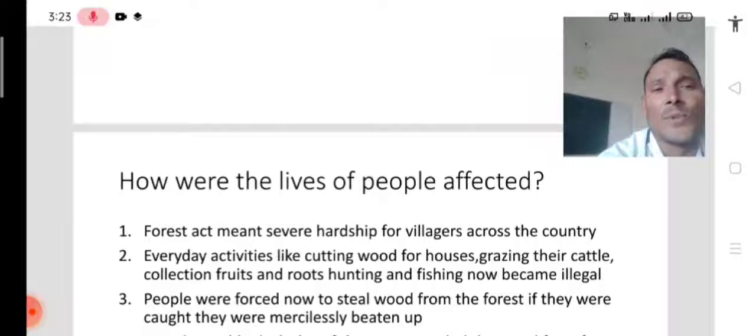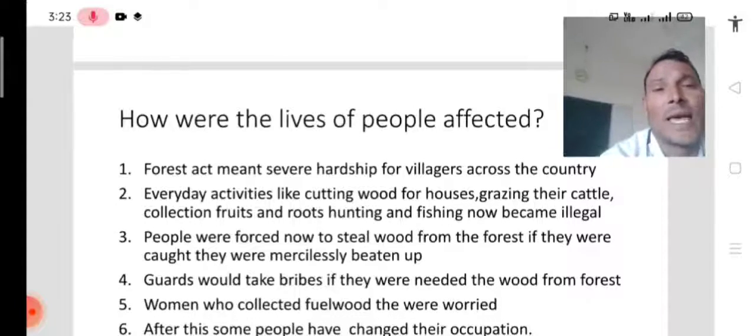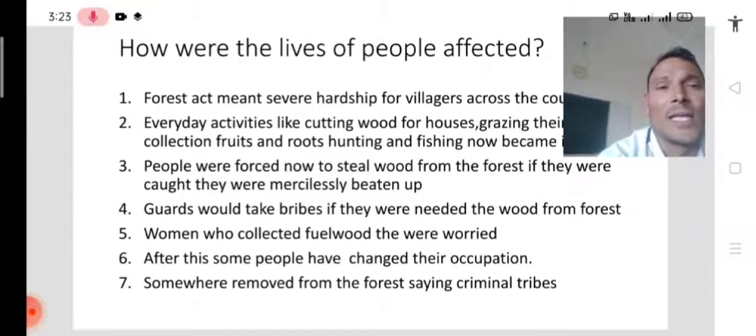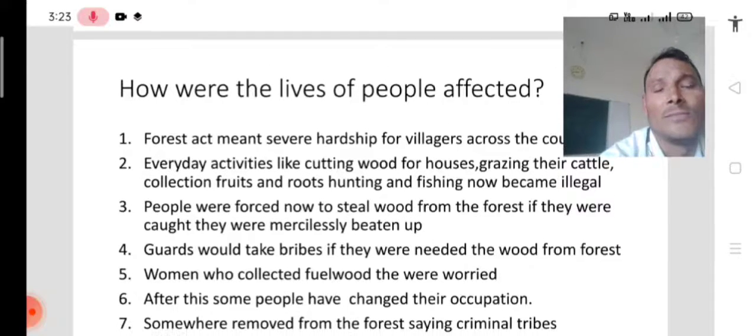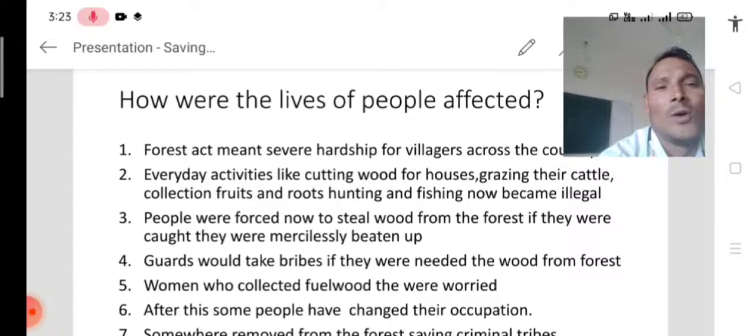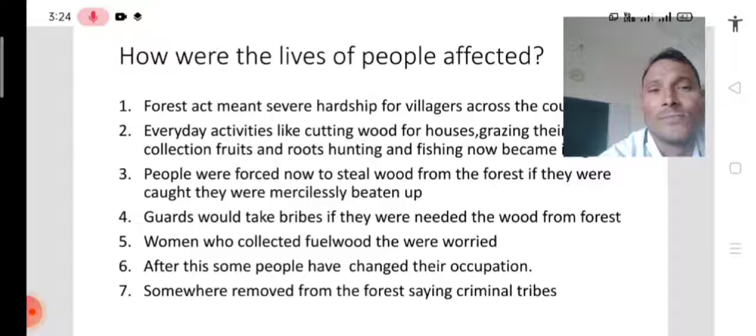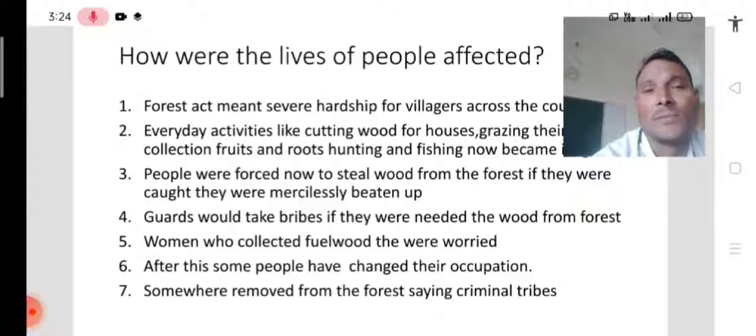How were the lives of the people affected? The Forest Act meant severe hardship for the villagers across the country. Everyday activities like cutting wood for houses, grazing their cattle, collecting fruits and roots, hunting and fishing became illegal. The people were forced to steal wood from the forest. If they were caught, they were mercilessly beaten up.